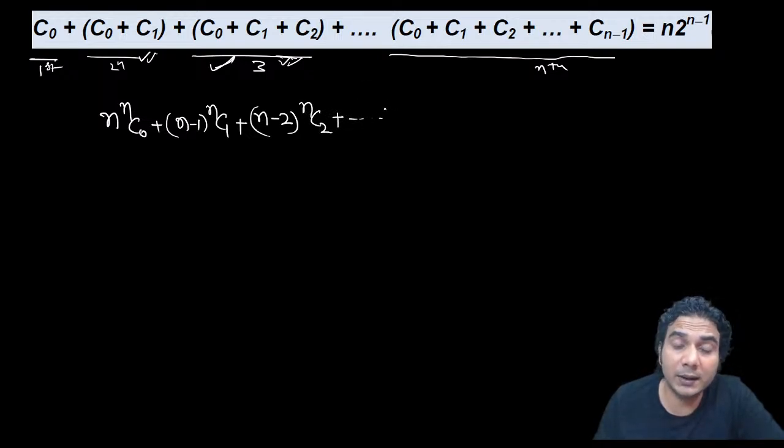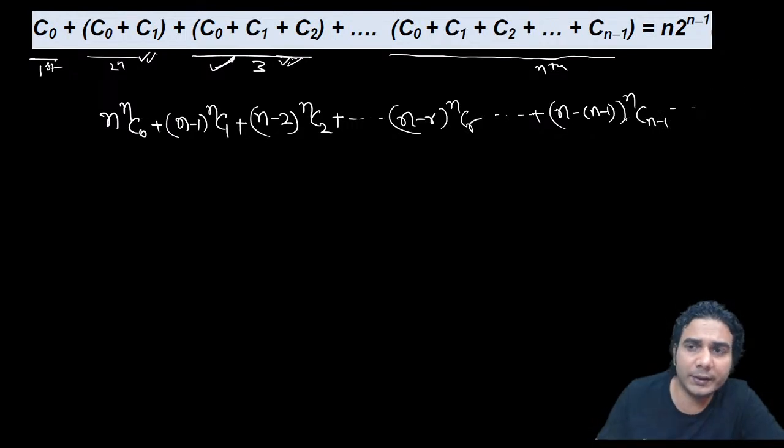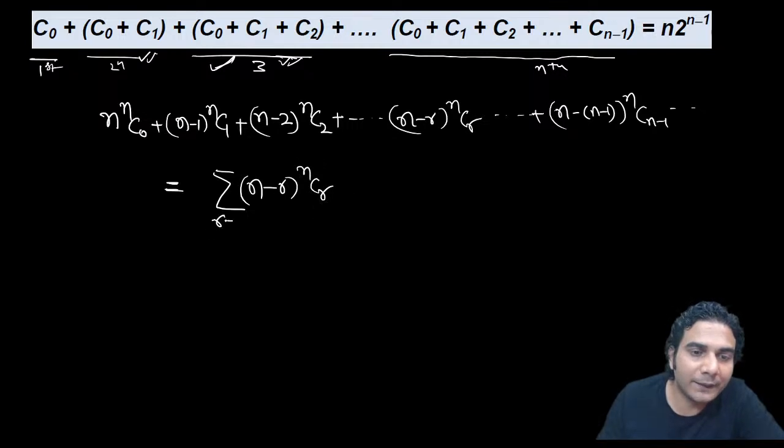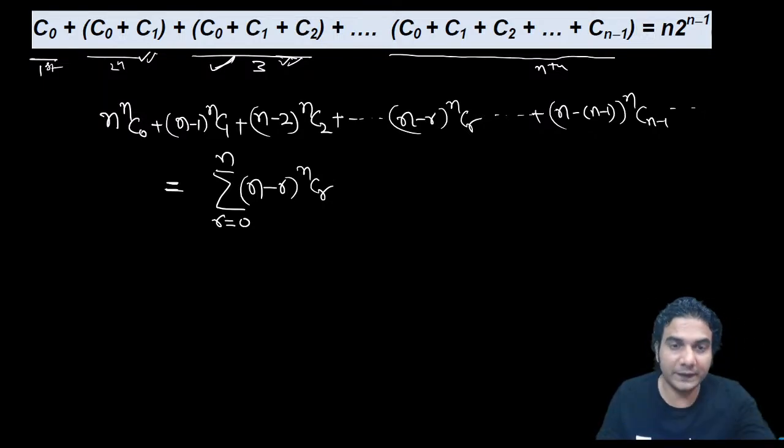So if you write the term containing nCr, that is going to be n minus r nCr. And so on. The last term is going to be n minus 1 times nC(n minus 1). nC0 is not there, nCn is not there. So basically, if you write this in terms of sigma, it is nothing but sigma of n minus r nCr, r from 0 to n. If you put n, you can see the nCn term will be 0. So this is what is given in the question.